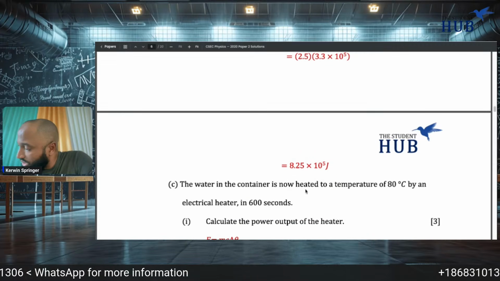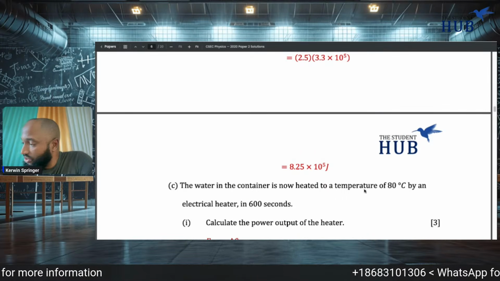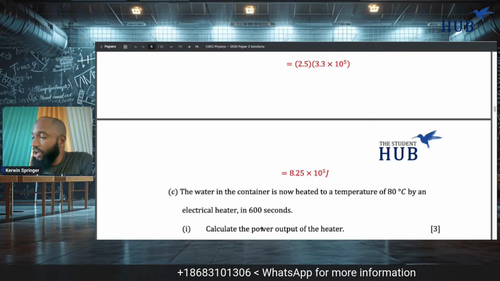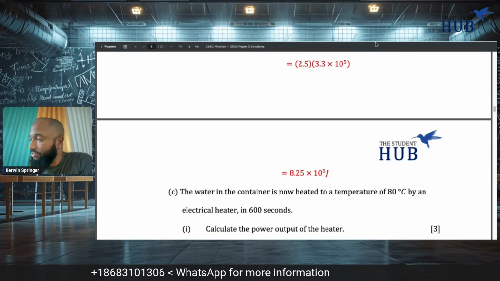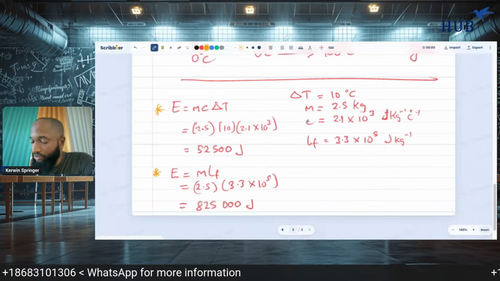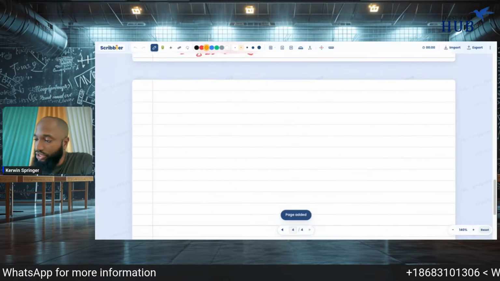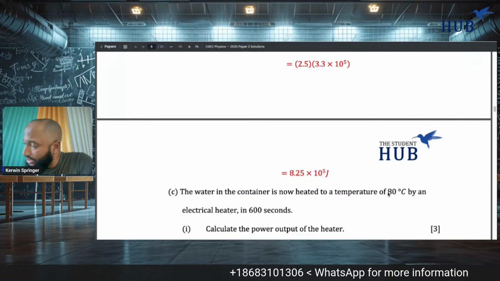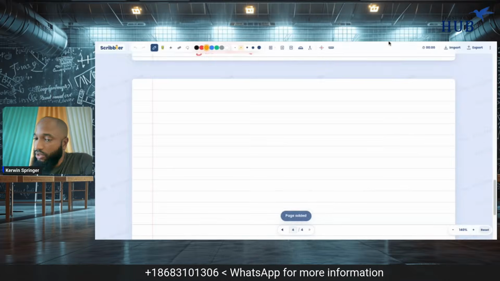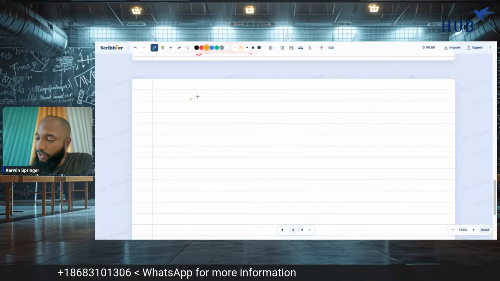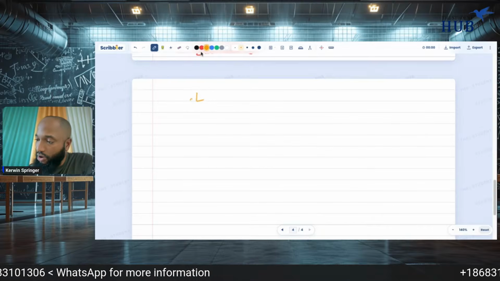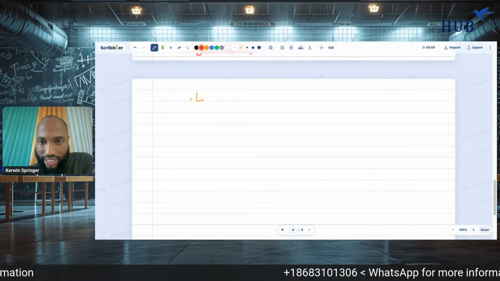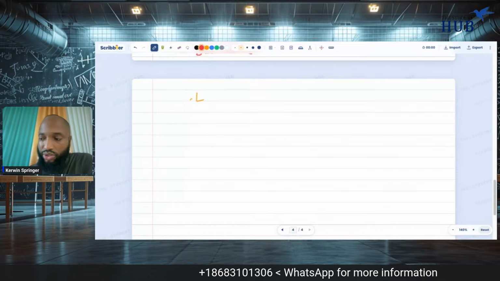The water in the container is now heated to a temperature of 80 degrees Celsius by an electric heater in 600 seconds. So they want the power. Before I find the power, what will I have to find? The energy. So the energy to heat it up from 0 to 80. Which formula are we going to use? We can just do it straight, like what this person is suggesting. Kels is suggesting to just do it straight. You can do that as well.